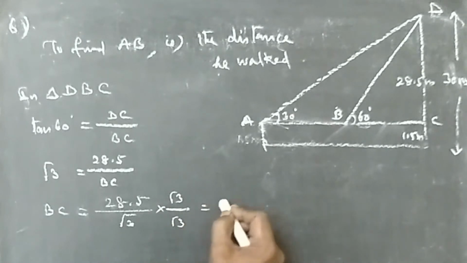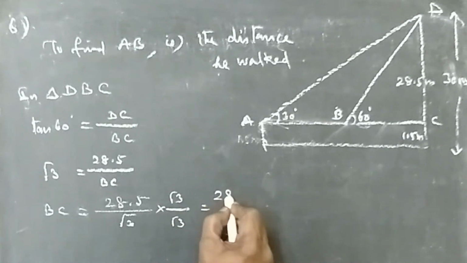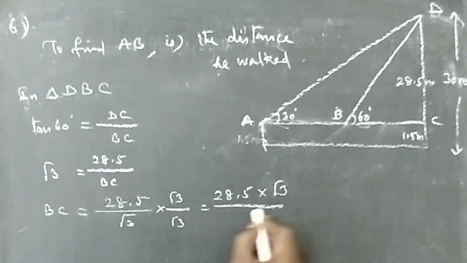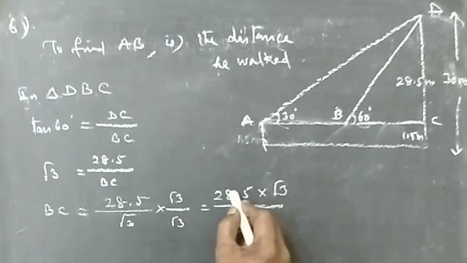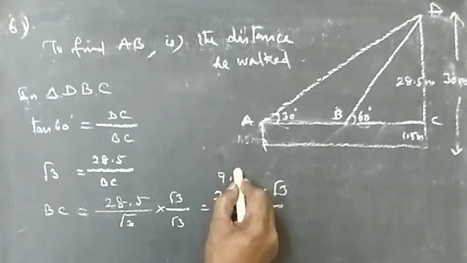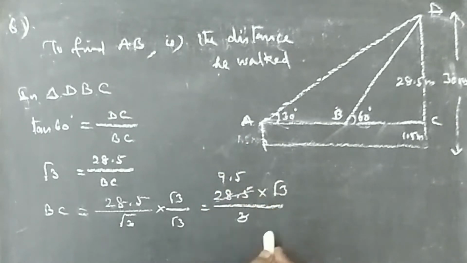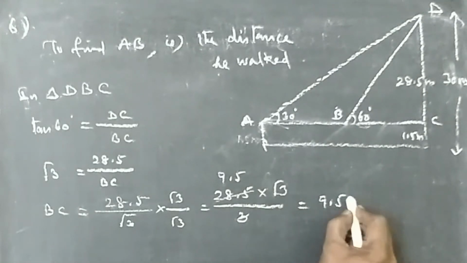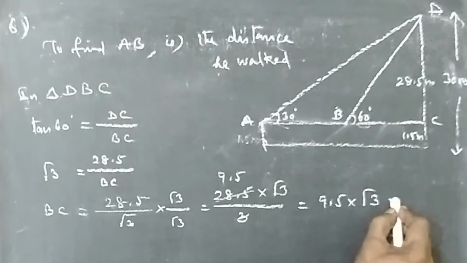This is equal to 28.5 into root 3 by 3. 3 nines are 27, 0.5 remains. This cancelled. This equals 9.5 into root 3 meter.